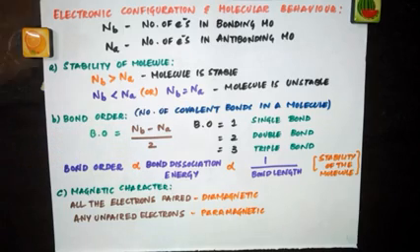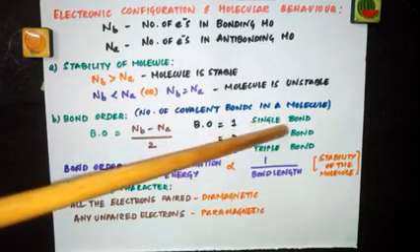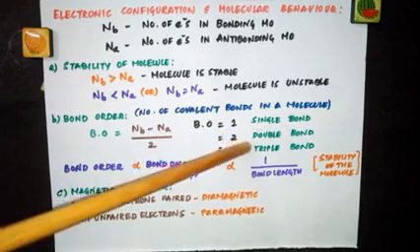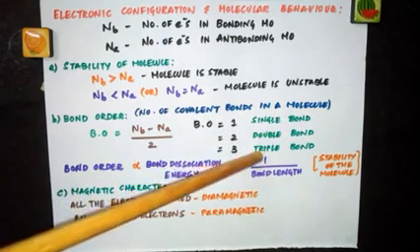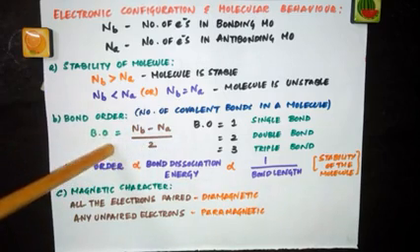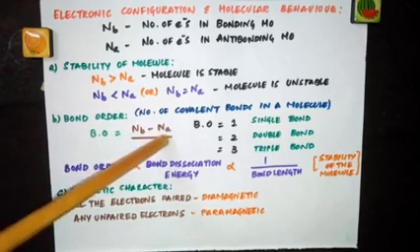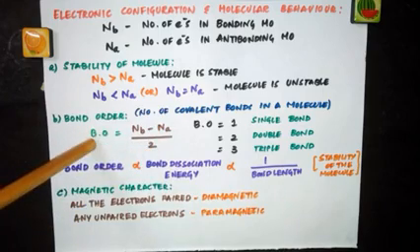And the next one is bond order. Bond order is defined as the number of covalent bonds in a molecule. When bond order is equal to 1, a single bond is present in that molecule. When bond order is equal to 2, there is a double bond. When bond order is equal to 3, there is a triple bond in the molecule. And this is how we represent bond order. Bond order is equal to half the difference between the number of electrons in the bonding and anti-bonding molecular orbitals, or you can write (Nb minus Na) divided by 2 gives you the bond order.